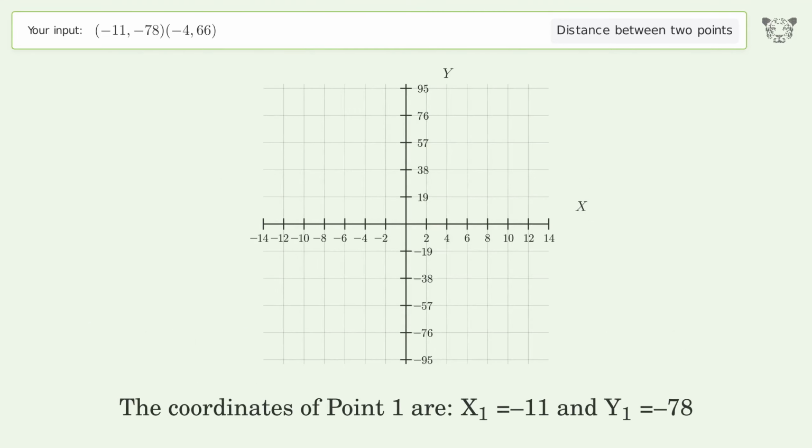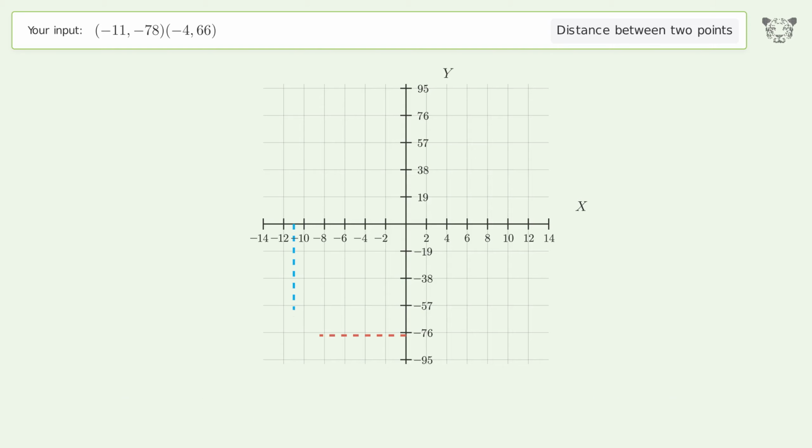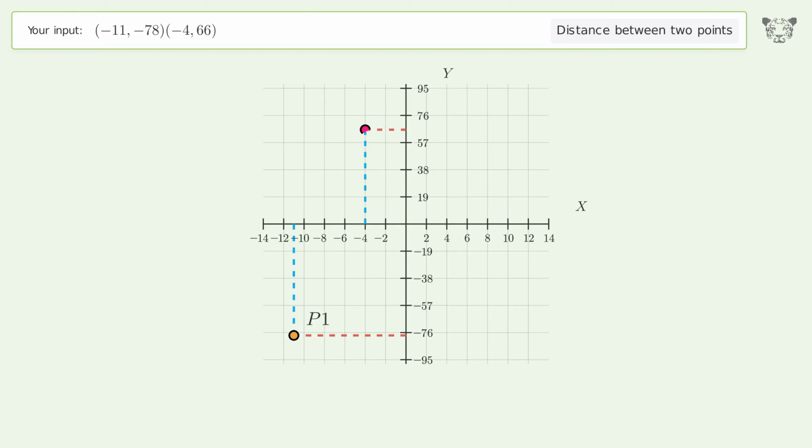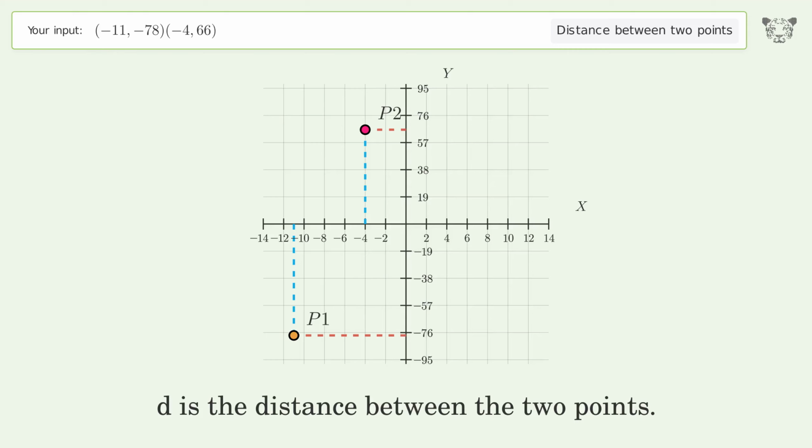Plot the 2 points and calculate the distance using the formula. The coordinates of point 1 are, x1 equals -11 and y1 equals -78. The coordinates of point 2 are, x2 equals -4 and y2 equals 66. D is the distance between the 2 points.